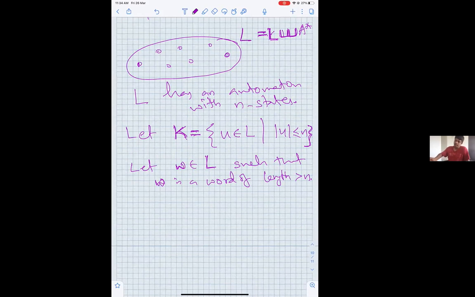And what is the reason? So imagine I have a word of length greater than n. Then it has a run, like q0, u0, then some Qn. A word of this kind has a run, but there are only n states. But this run needs to have length n plus 1. So there is some state which is repeating.